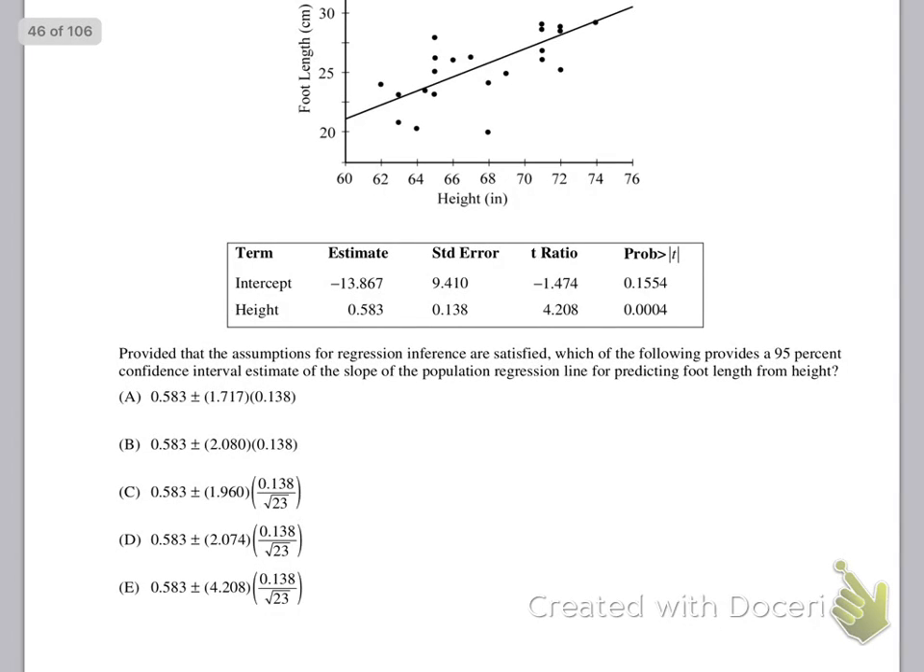Okay, so what they want us to do here is a 95% confidence interval. Remember now, this is t, and it's the slope. So it's going to be b1 plus t star times the SE of b1. Okay, so b1 is 0.583, and then my SE is 0.138.